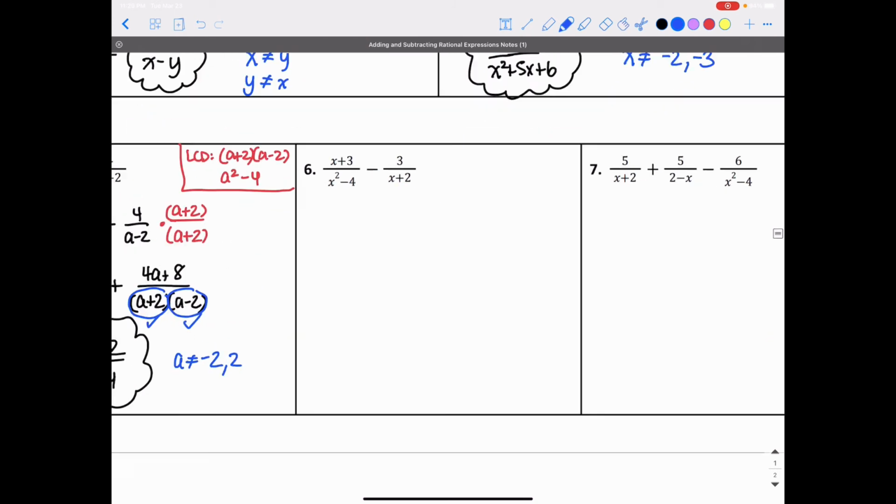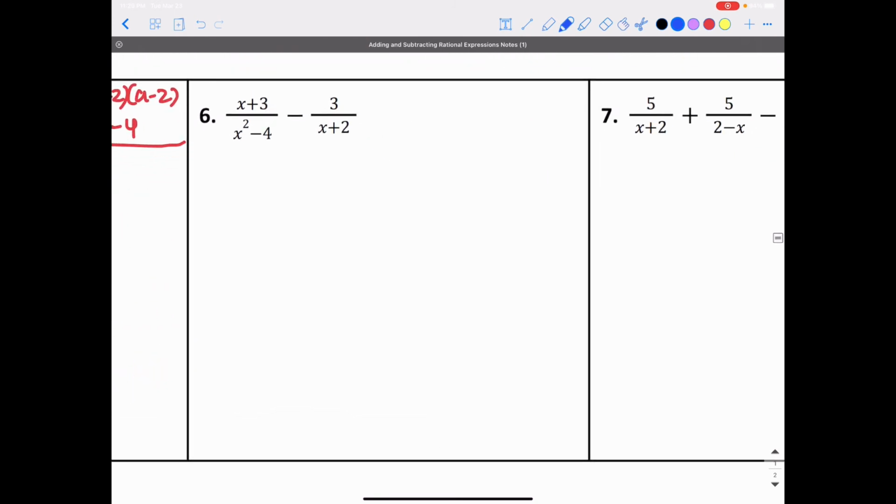For number 6, I have x plus 3 over x squared minus 4 minus 3 over x plus 2. I want to do these two things.